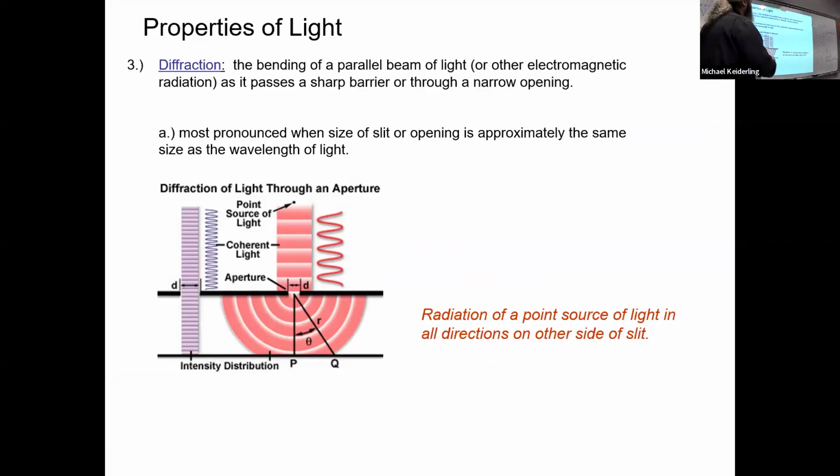Another effect that light has, because it's a wave, is diffraction. If you have a parallel beam of light or other electromagnetic radiation, when it passes through a sharp barrier or through a narrow opening, it bends around the corner. This effect is most pronounced when the size of the slit or opening is about the same size as the wavelength of light. This can combine with interference to create some pretty dramatic effects.